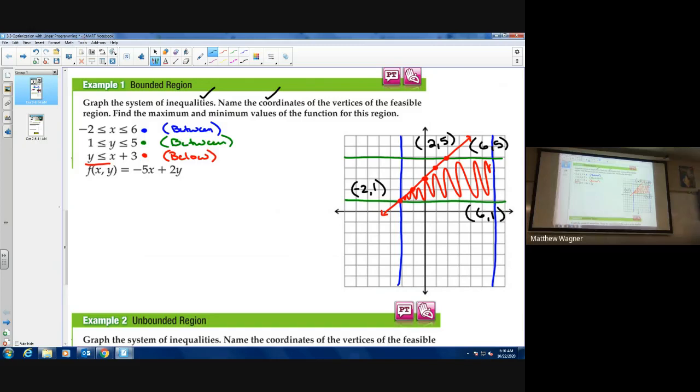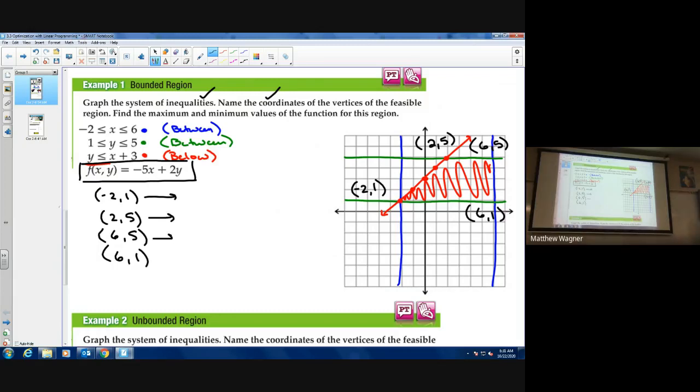Now we need to find the maximum and minimum, okay? And this is the function I'm going to use. So essentially what I need to do is plug in -2, 1, then 2, 5, then 6, 5, and 6, 1 into this function to see what values I get.